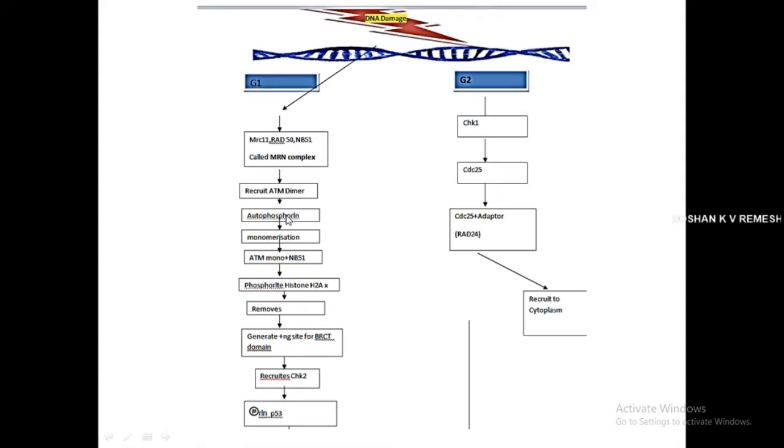Those dimers get autophosphorylated and form monomers. Then that ATM monomer binds to NBS1. That ATM phosphorylates another protein, that is histone H2A. I have already told you that H2A is a subunit of the histone complex. So the histone will get dissociated from here.